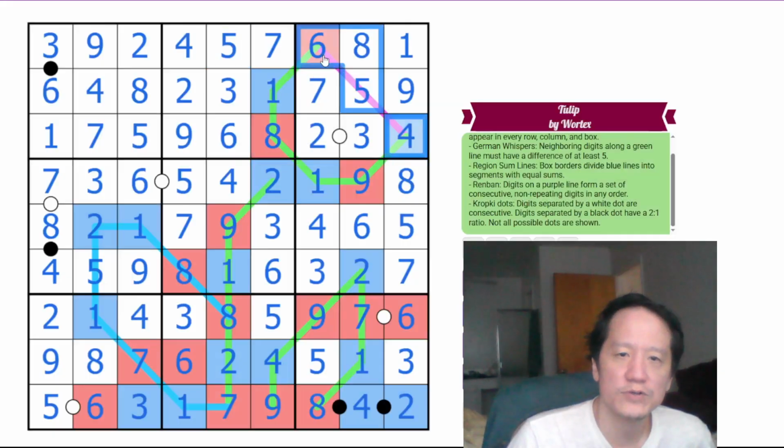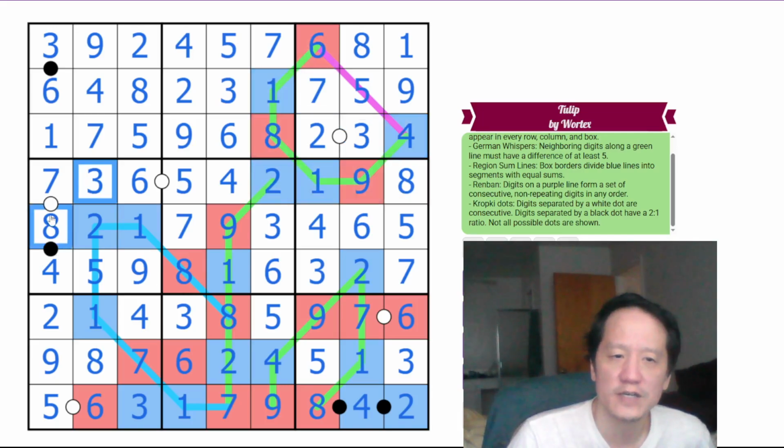Pretty cool use of the Renbans and the German whisper lines. And the Kropke dots, I guess.